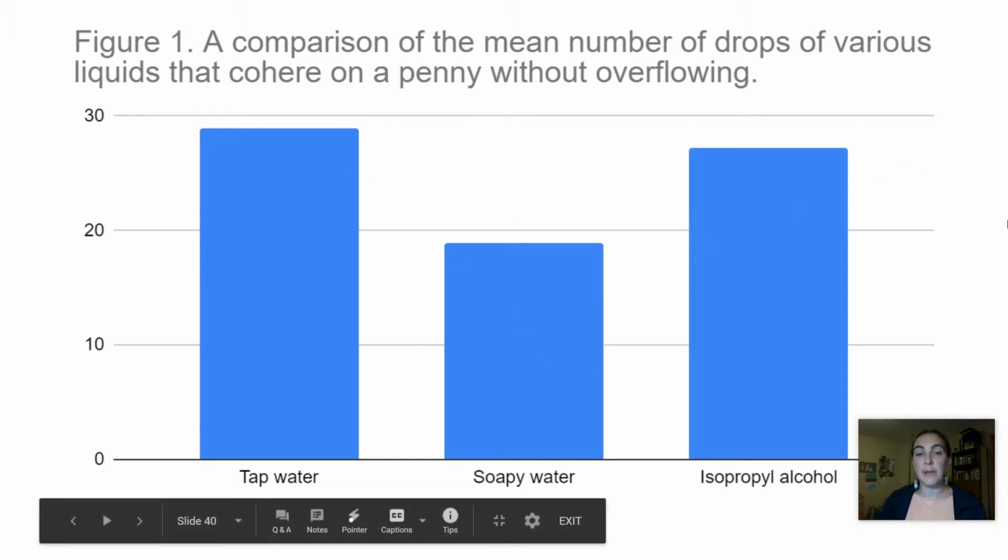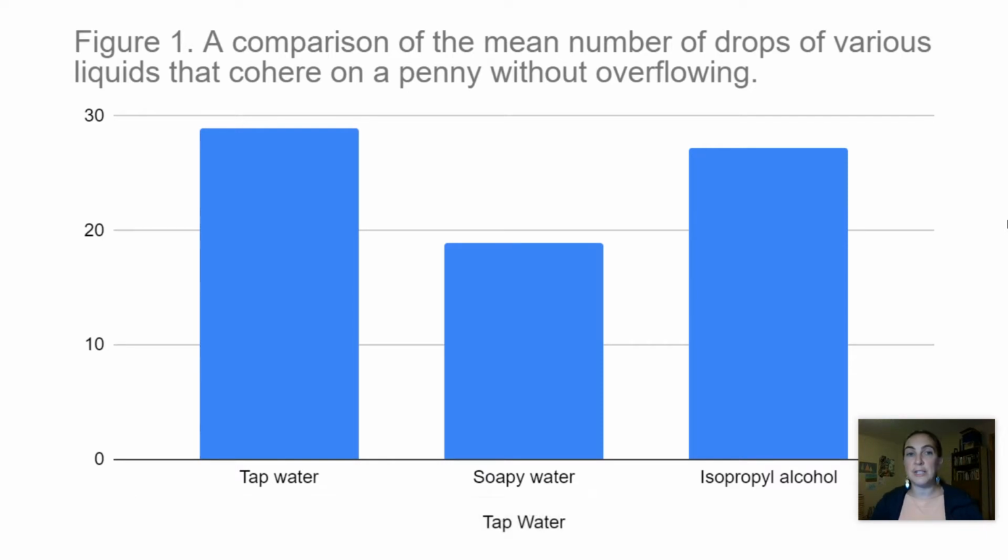Based on this graph, now I want you to take just a minute and jot down a quick conclusion. Looking back at your hypothesis, were you correct? And which of these does in fact have the most cohesion and the least, and all that kind of stuff. So write a quick conclusion to this.